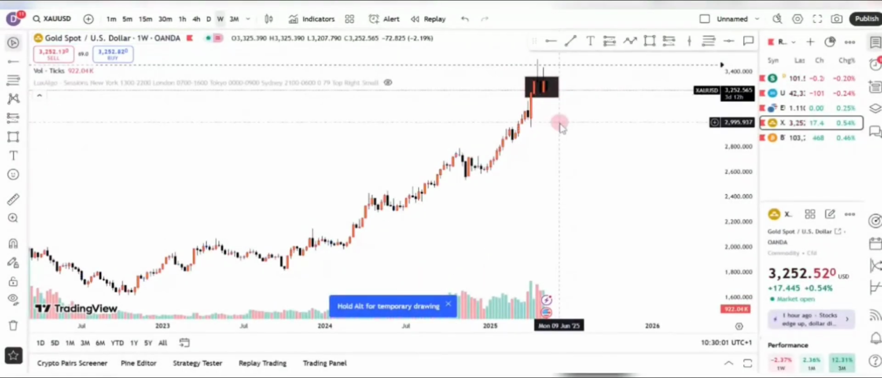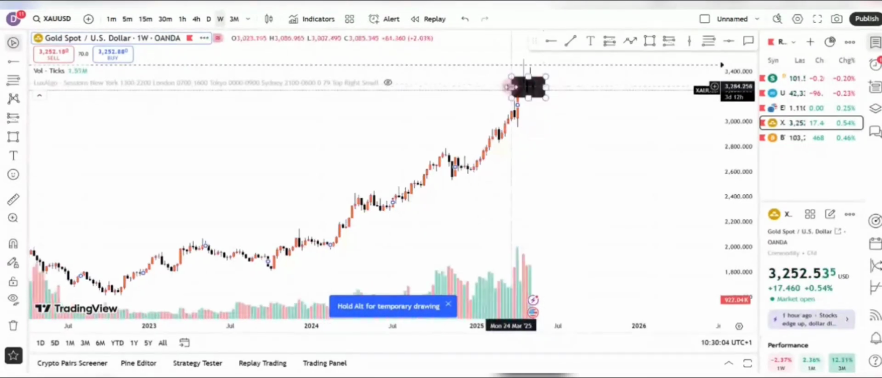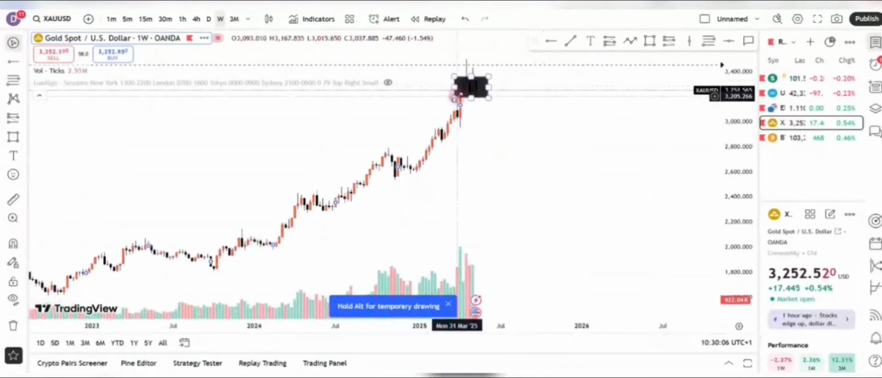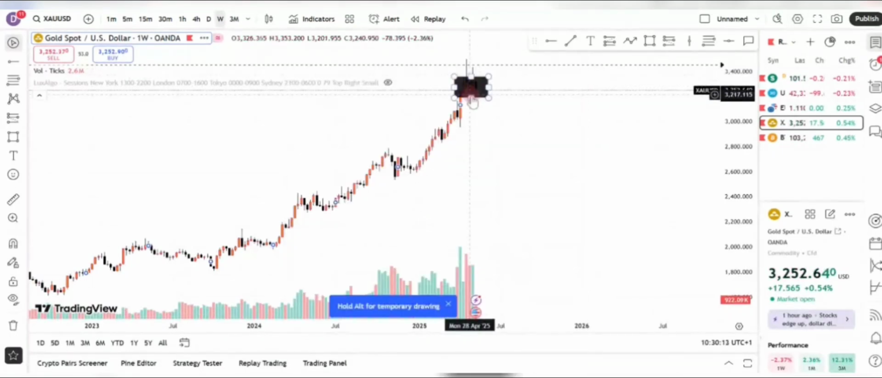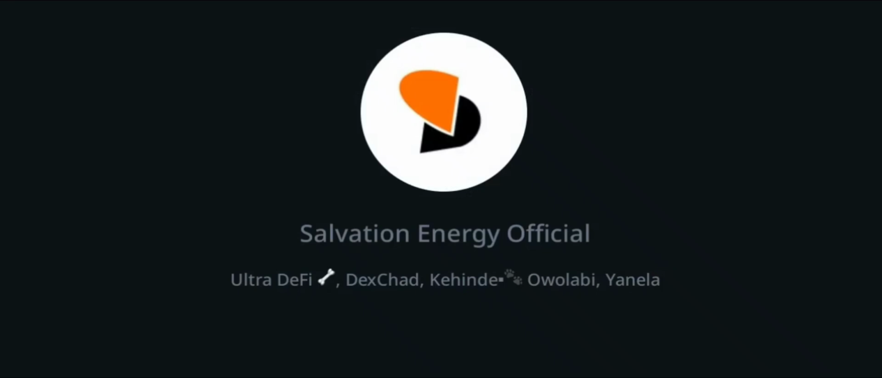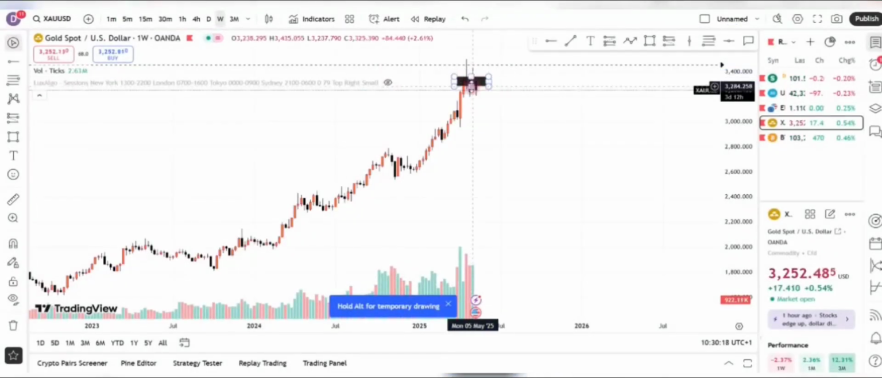Forget about the weeks right now that you're seeing. The weeks are basically for manipulations, stop hunts, and this kind of movements. Do you understand what I'm saying? So that's it basically for the weeks. But the market is what?